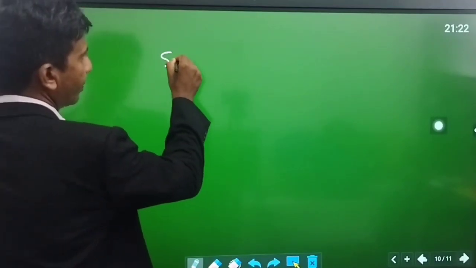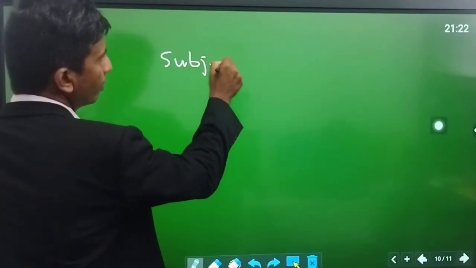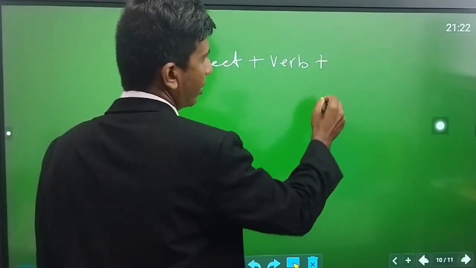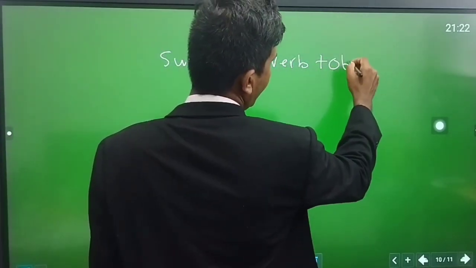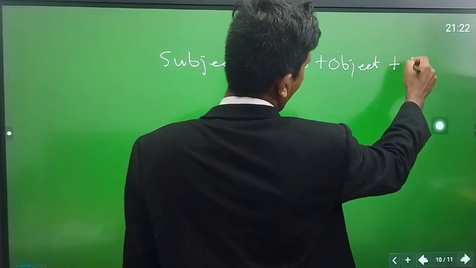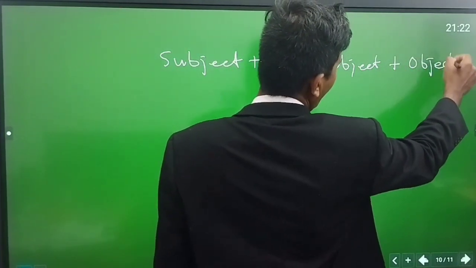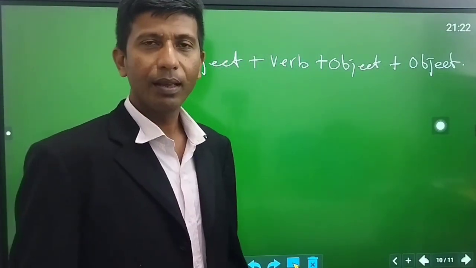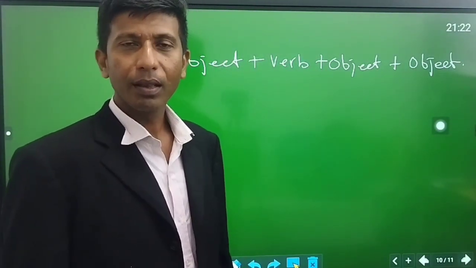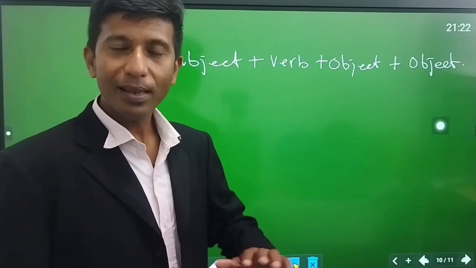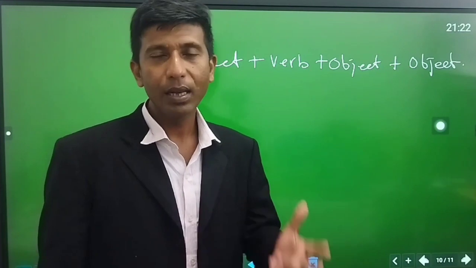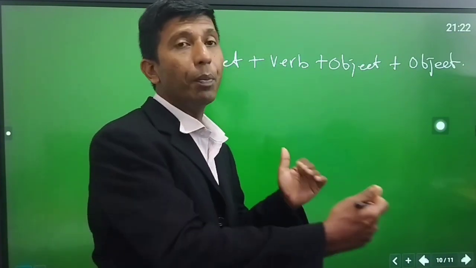The second main pattern is subject plus verb plus object plus object. What do you mean by that? Object, object. Can there be two objects? Yes, there can be two objects. There are certain verbs that take two objects.